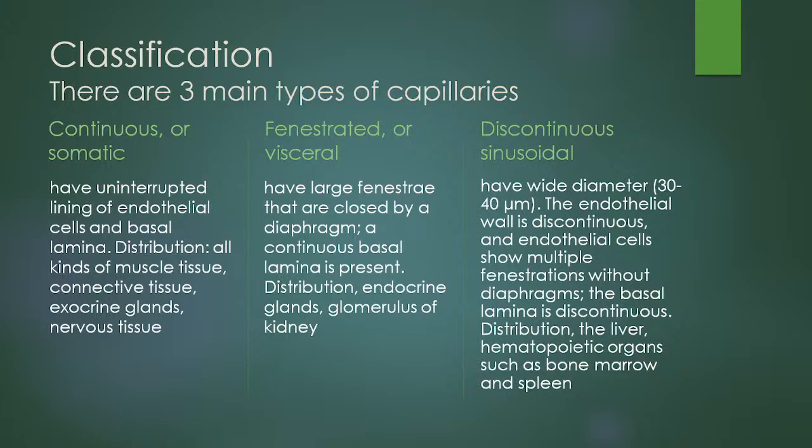Distribution in human body: in the liver, hematopoietic organs, for example bone marrow, red bone marrow, and the spleen.